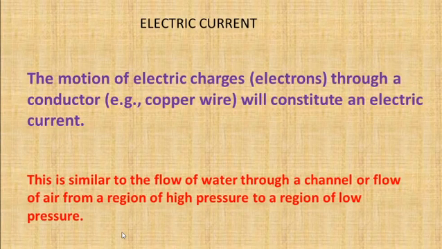Then electric current: the motion of electric charges, electrons, through a conductor, example copper wire, will constitute an electric current. What is electric current? The motion of electric charges through a conductor will constitute an electric current, when the charged object is provided with a conducting path from higher potential to lower potential region. This is similar to the flow of water through a channel or flow of air from a region of high pressure to a region of low pressure. So, electrons always flow from high to low.